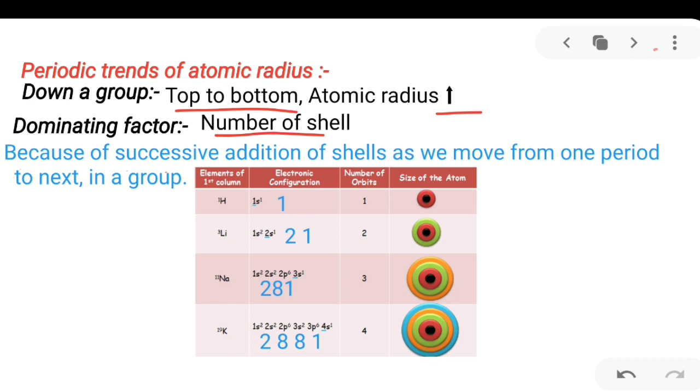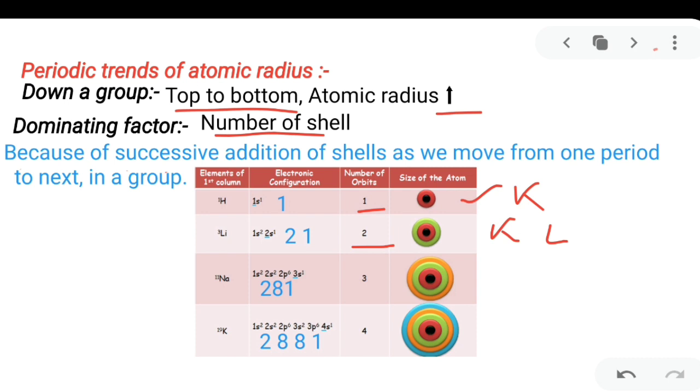Now, let's take an example of group 1 elements. The first element is hydrogen, atomic number 1, consists of only one period, and this is the size of the atom because it consists of only one shell. This is K. Now, we will talk about the second element, that is lithium, atomic number 3, electronic configuration 2,1, and the number of orbits is 2. It consists of 2 orbits, one is K and another is L.